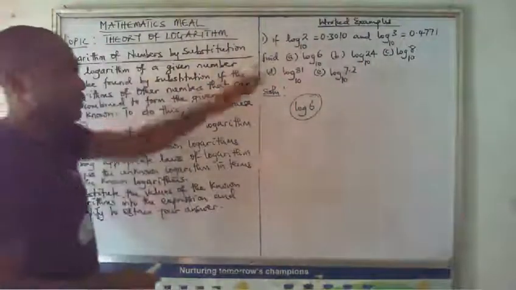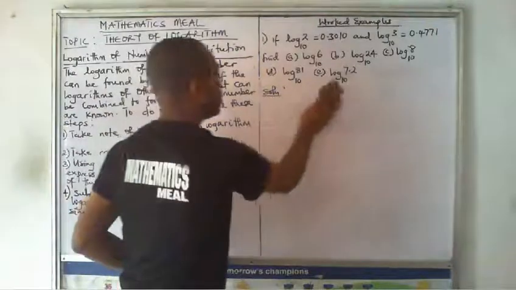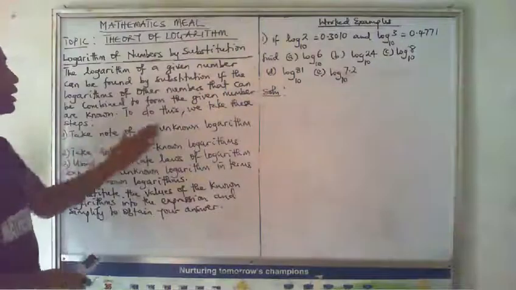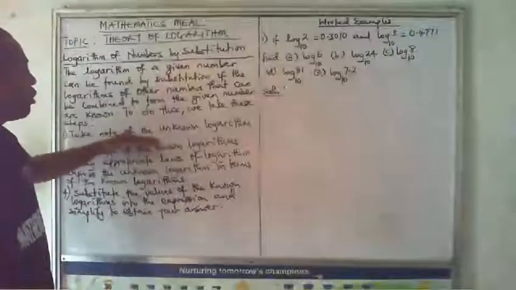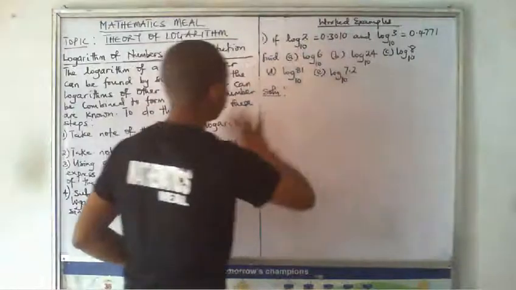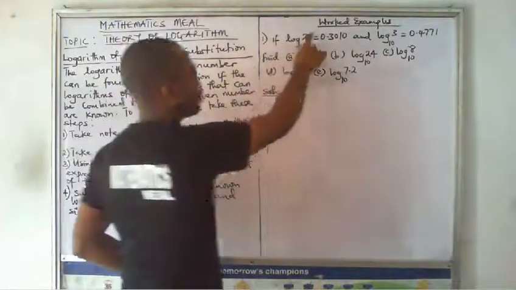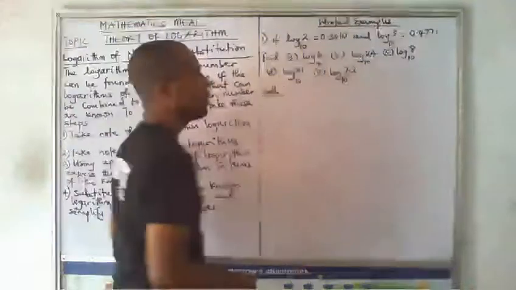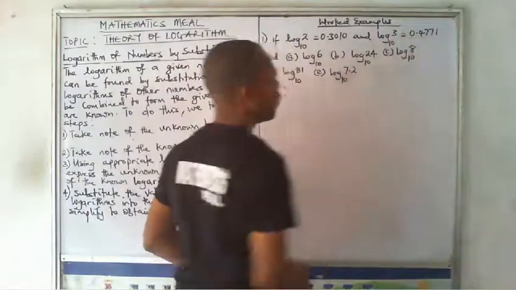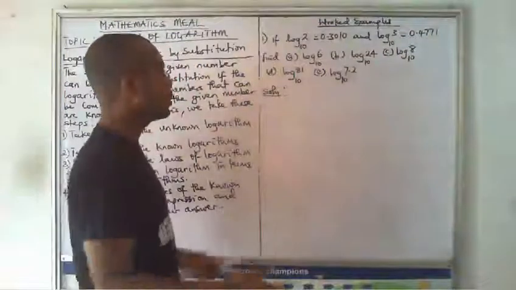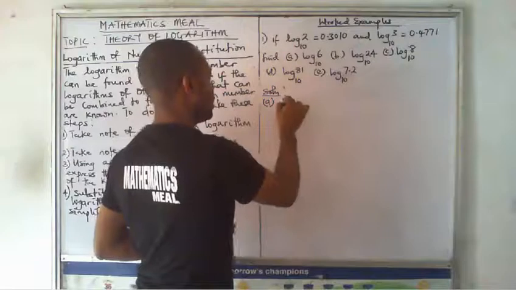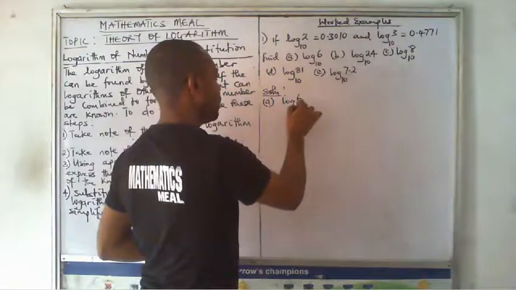Already we have questions that we have written down that we need to solve. What are the steps that we need to take? Take note of the unknown logarithm. So here we are going to be applying the steps to solve this question. They say if log 2 in base 10 is 0.3010 and log 3 in base 10 is 0.4771, find log 6 in base 10. So question A is log 6 in base 10.